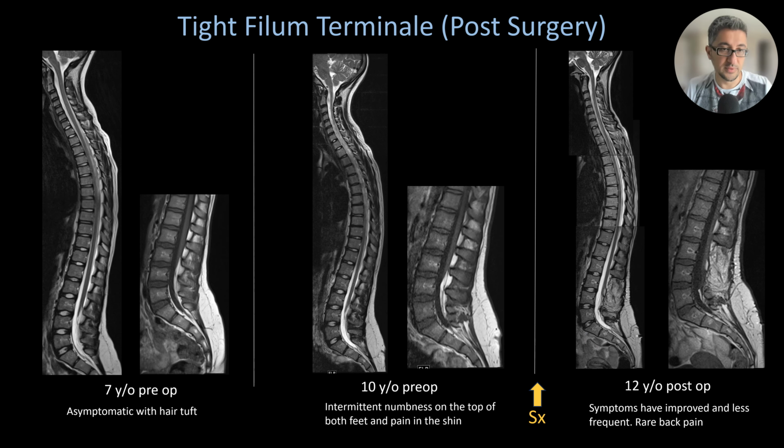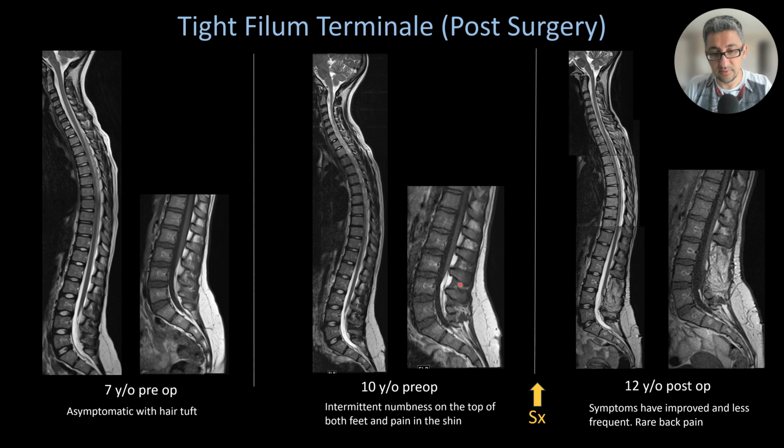Another example of a tight filum terminale. This patient has no symptoms and presented at the age of 7 for an MRI because of a hair tuft in the lumbosacral region. There is a low-lying cord attached to a very tiny lipoma. The cord is at the level of L4.